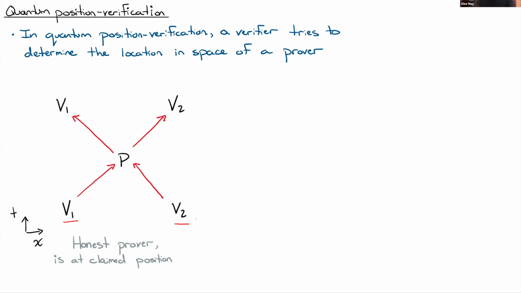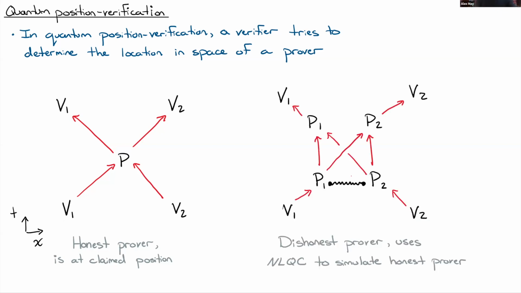What those two agents are going to do is prepare some sort of inputs, which could be classical or quantum systems. They're going to send them towards where the prover claims that they are. The prover then, if they're being honest, should take those inputs, perform some sort of computation on them, and then send the outputs back to the two verifiers, V1 and V2. On the other hand, if the prover is being dishonest, they're going to try and simulate the actions of an honest prover who would be sitting in the middle here by using one of these non-local quantum computations.